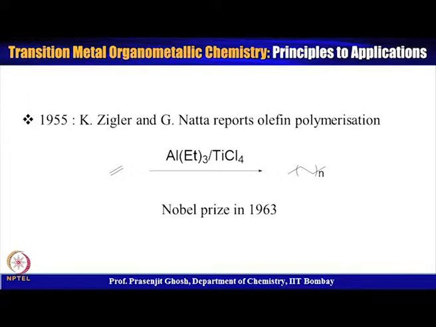1955 saw another important discovery in terms of olefin polymerization with a report from Karl Ziegler and Giulio Natta. What Ziegler and Natta did was show that olefins such as ethylene, propylene or other higher order olefins in the presence of triethyl aluminum and titanium chloride could give very long chain polymers, and that was a significant discovery that within 10 years was awarded a Nobel Prize. And we have seen that polymers have transformed the world significantly.